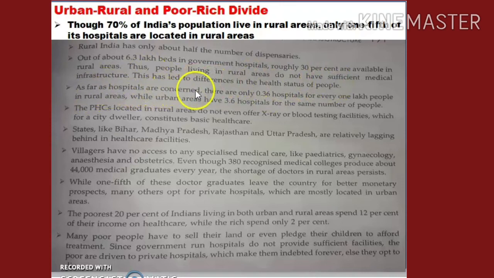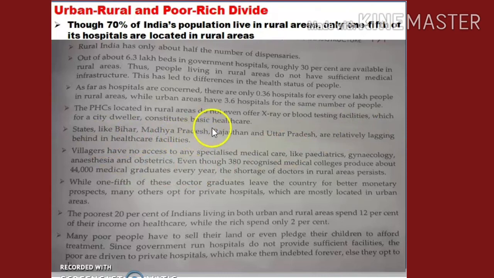As far as hospitals are concerned, there are only 0.336 hospitals for every 1 lakh people in rural areas, while urban areas have 3.6 hospitals for the same number of people. The primary health care centers located in rural areas do not even offer x-ray or blood testing facilities, which for city dwellers constitute basic health care. And states like Bihar, Madhya Pradesh, Rajasthan, and Uttar Pradesh are relatively lagging behind in healthcare facilities.